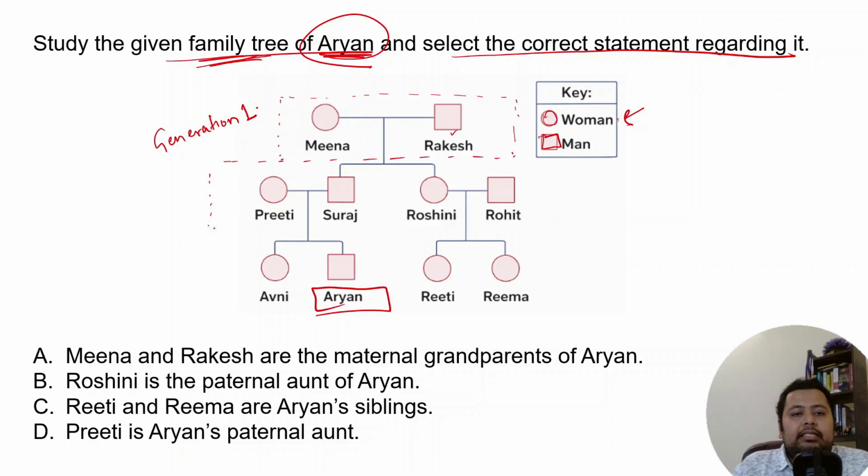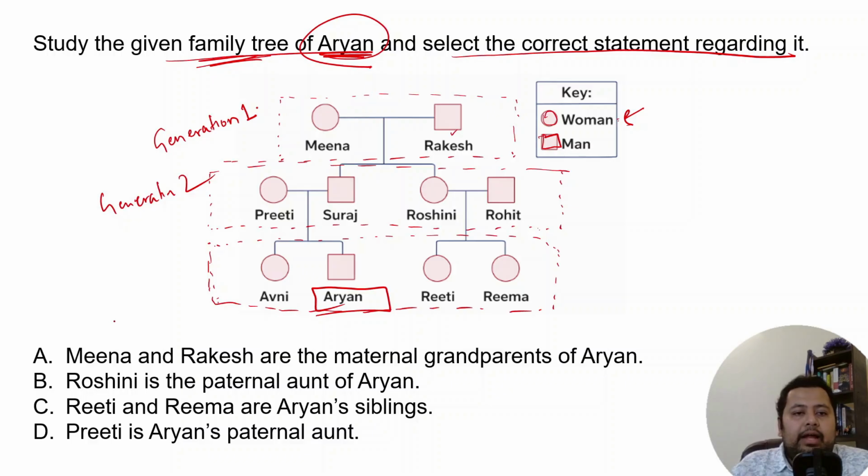Similarly, this is generation 2, right? So this is generation 2, and this completely is generation 3. Okay, so I'm just marking this. So this is generation 3, so this is generation 2, and this is generation 3. Okay, so there are 3 generations.